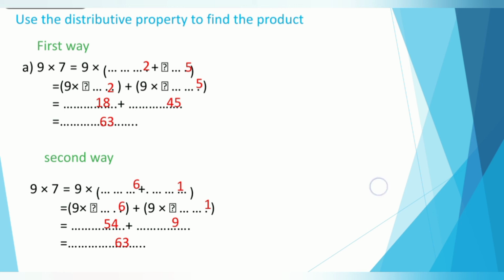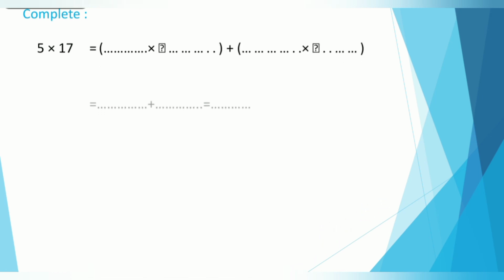The next one. Complete. 5 times 17. How can I do it this time? In the table of 5, I will stop at 5 times 10. I will decompose the 17. The number of rows is 5, and I want to decompose the 17. This 17 will be 10 plus 7.